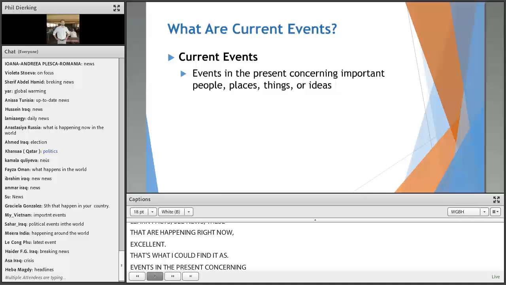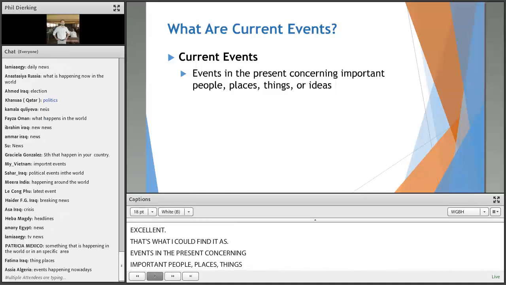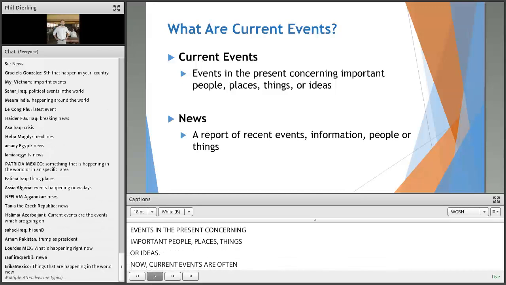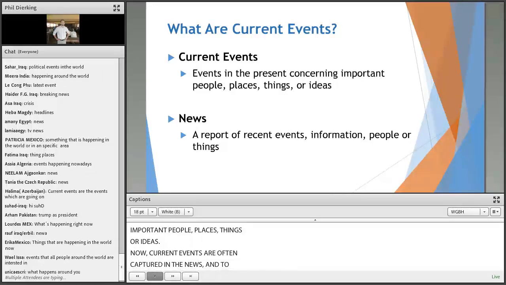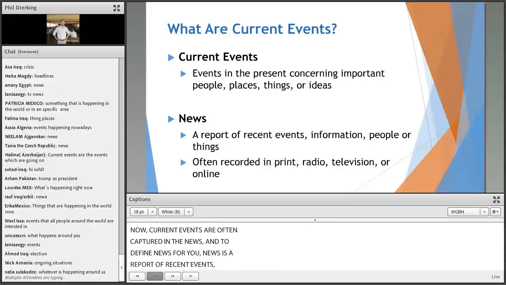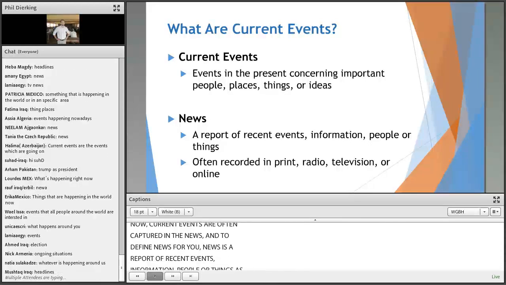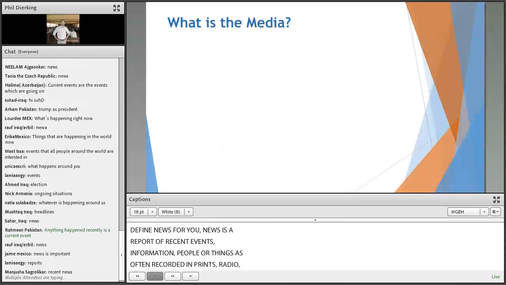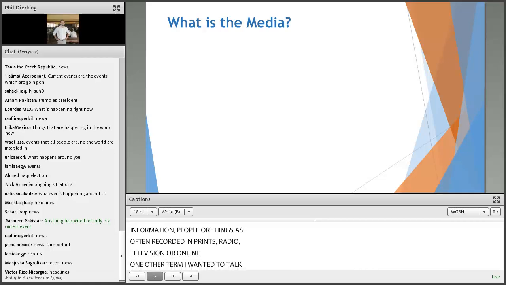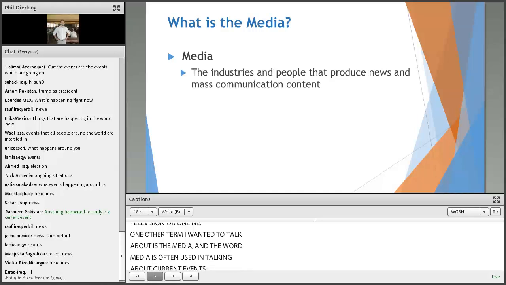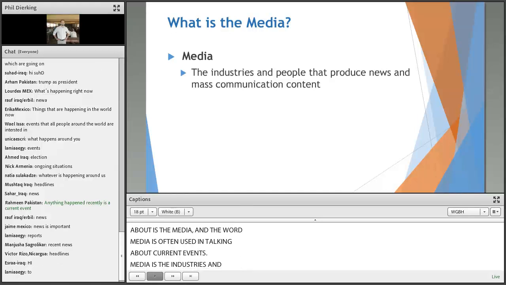Now, current events are often captured in the news, and to define news for you, news is a report of recent events, information, people, or things that's often recorded in print, radio, television, or online. One other term I wanted to talk about is the media, and the word media is often used when talking about current events. Media is the industries and people that produce news and mass communication content.